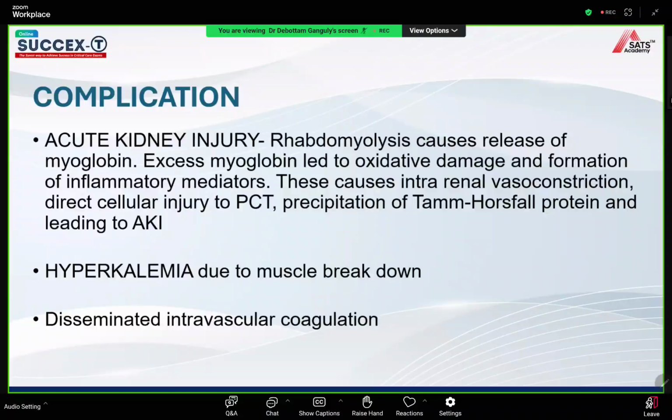So what are the complications? Acute kidney injury is the most common and most guarded complication. Release of myoglobin leads to oxidative damage and formation of inflammatory mediators. This causes intrarenal vasoconstriction, direct cellular injury to the proximal convoluted tubule, and precipitation of Tamm-Horsfall protein, leading to AKI. Hyperkalemia due to muscle breakdown and DIC can occur. So all this is like a chain.